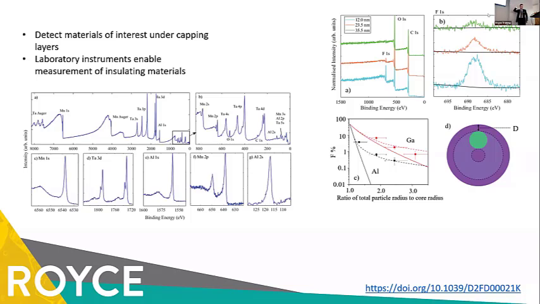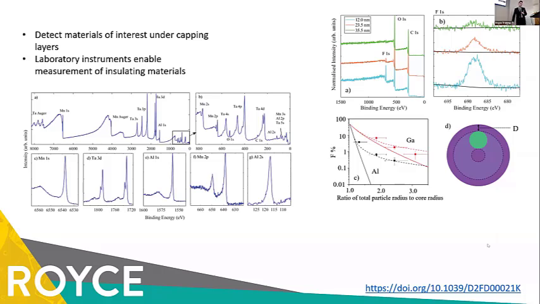Another nice example, this is from NPL as well, is looking at insulating materials. So we've talked about charging. Often at synchrotrons, you wouldn't be able to look at insulating materials because you can't charge neutralize, whereas in the lab, you can have a low energy electron gun that solves that problem for you. So here, these are some PTFE, PMMA core shell nanoparticles. We can detect the fluorine in the core. It's a bit noisy, but it's there.